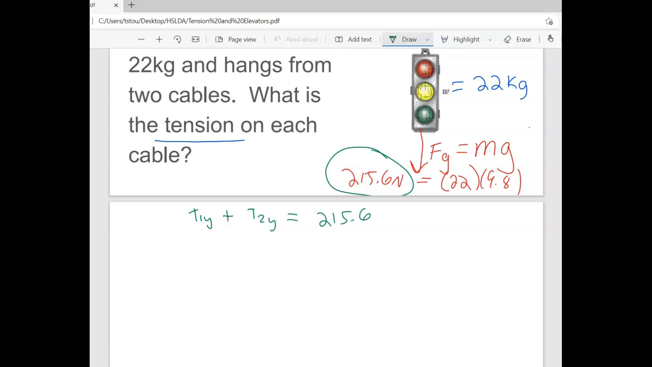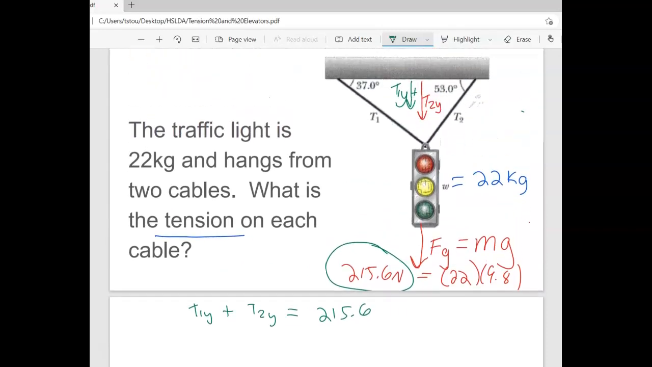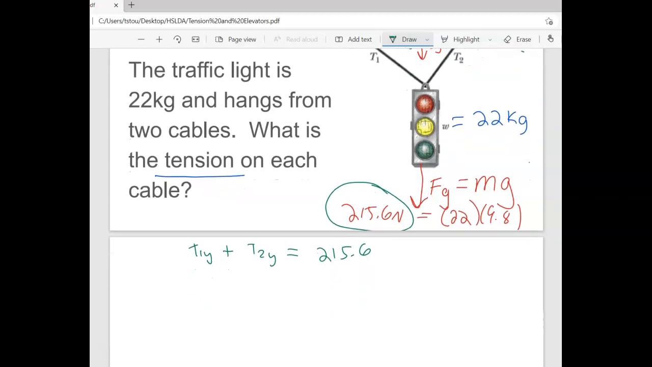But the problem is I don't know what T1y or T2y is, so I'm going to do some math. What I'm going to do is solve them in relation to T1 and T2. Once I've got that, then I'm going to have to go to the x category and solve for it. So this type of problem is like a system of equations. I'm going to make one equation and another one, and I can put the two together to solve for T1 and T2. That's my problem. Solve for T1 and T2.